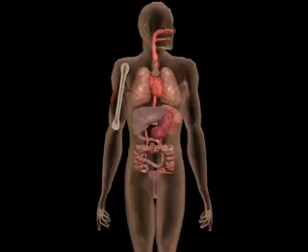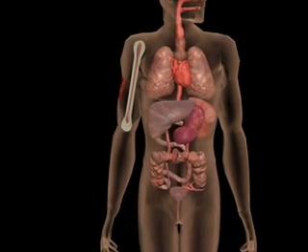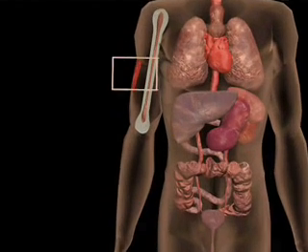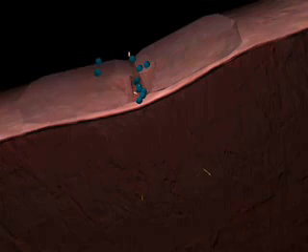Another possible route of entry for bacteria is through broken skin. For example, C. tetani, the causative agent of tetanus. A bacterial colony could become established following a wound. The bacteria multiply and release toxins into the surrounding tissue.